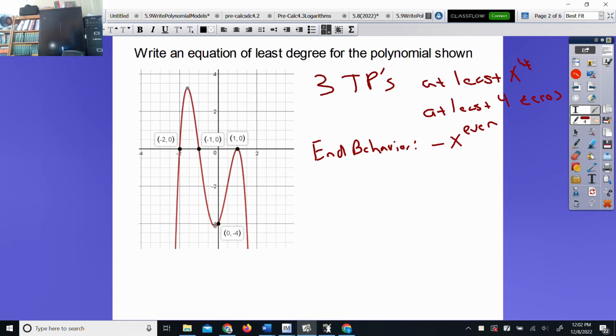All right, time to talk about your zeros. What's the first zero you see? -2. Cross or touch? That's cross. What's the multiplicity? 1. You get that from. You missed both days I talked about this.